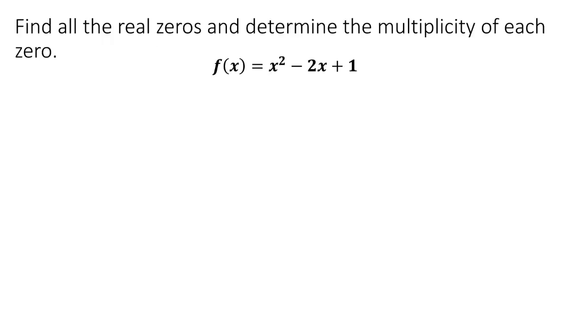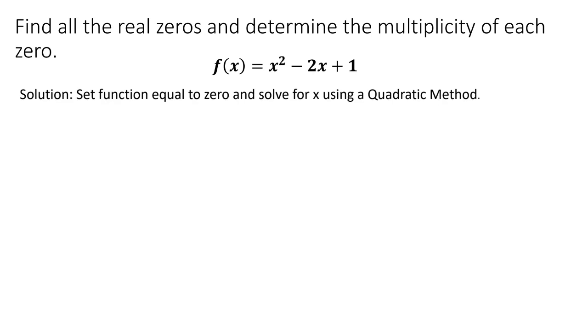Okay, so let's see if we can do an example here. So this is what you're going to see on your homework, right? It's going to say find all the real zeros and determine the multiplicity of each 0. Okay, so the first important thing here is to find the zeros. So in order to find the zeros, remember that the first thing you have to do is let y equal to 0, which is right here.